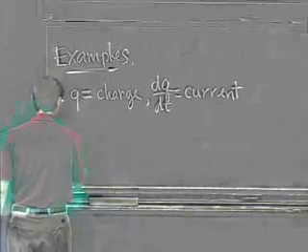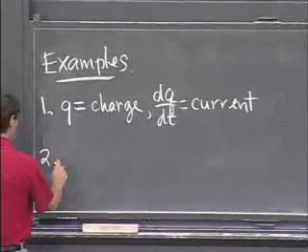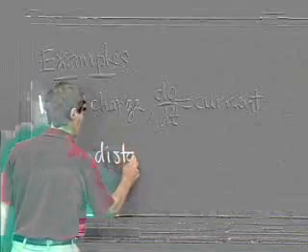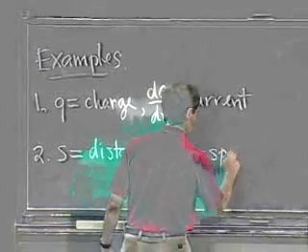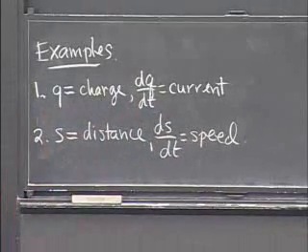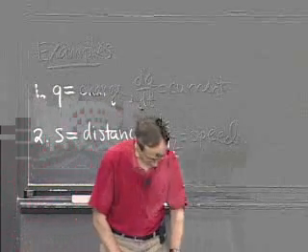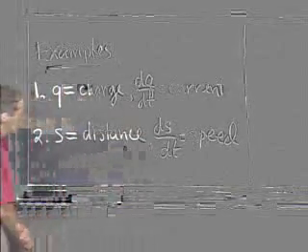A second example, which is probably the most tangible one, is we could denote the letter s by distance, and then the rate of change is what we call speed. So those are the two typical examples, and I want to illustrate the second example in a little bit more detail, because I think it's important to have some visceral sense of this notion of instantaneous speed.